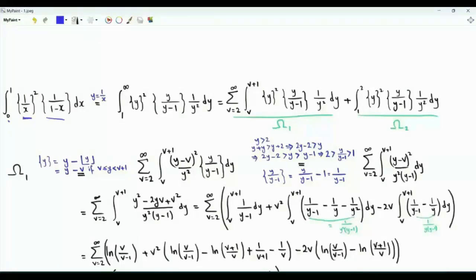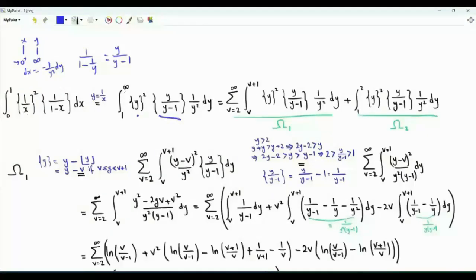Y equal to 1 over x. When x is equal to 1, y is equal to 1. When x tends to 0, y tends to infinity. Dx is minus 1 over y squared dy. 1 over x is replaced by y. 1 over 1 minus x is 1 over 1 minus 1 over y. Multiplying the numerator and denominator by y, we get y over y minus 1.